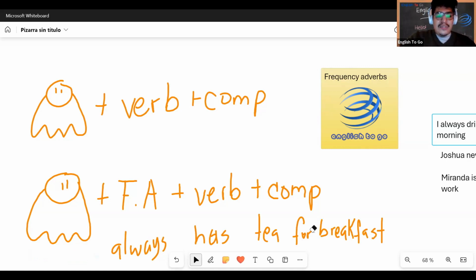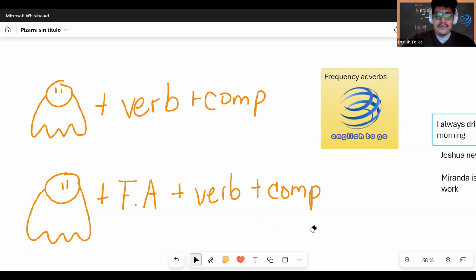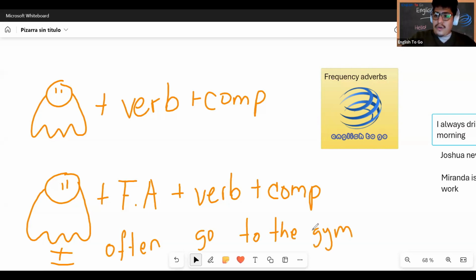Okay, let's write another sentence. I often go to the gym. Subject, frequency adverb, verb in simple present, and complement. Okay? If you see, using frequency adverbs is not difficult at all.